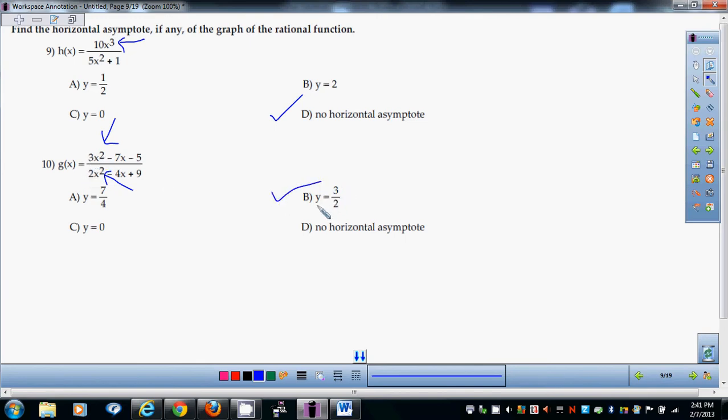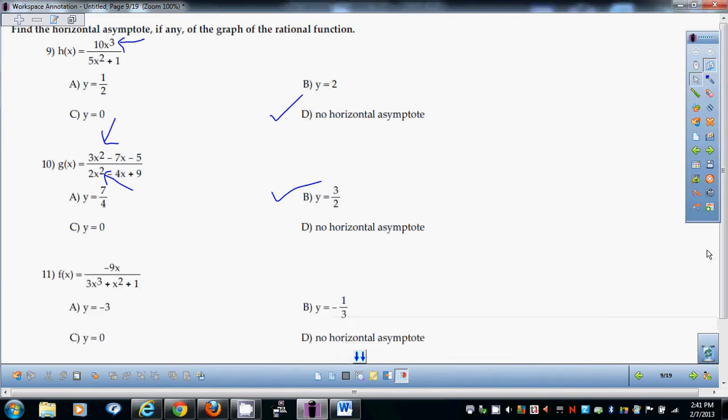Number 11. Where's your highest power? By George, I think it's in the denominator. When it's in the denominator, your horizontal asymptote will always be 0. Always, always, always.